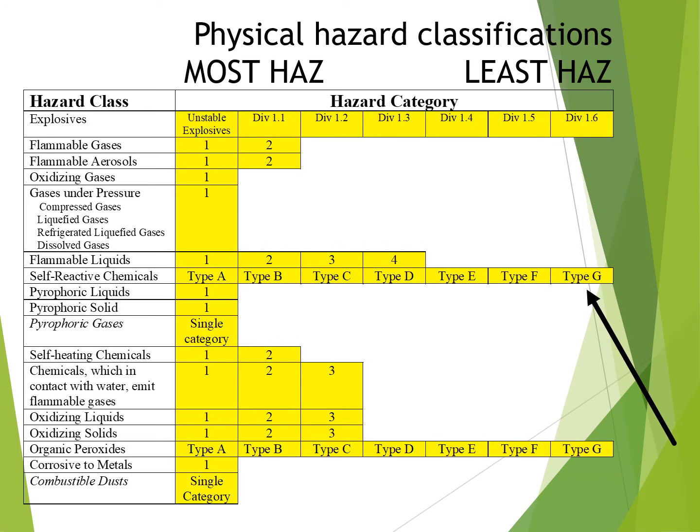This is the table for physical hazards, and you'll see that physical hazards are things like explosives, flammable materials, gases under pressure, reactive chemicals, oxidizers, corrosive metals, and combustible dusts. And these pretty much have the same thing. So you'll see that the most hazardous are the lower numbers, 1s and the A's. And the lower hazards are the higher numbers or the higher letters. And you'll see that here, like for self-reactive chemicals, it goes A through G. So it's a little bit different. Just remember, lower numbers, more hazard. Higher numbers or letters, less hazard.